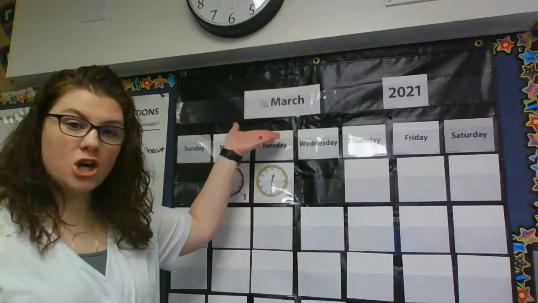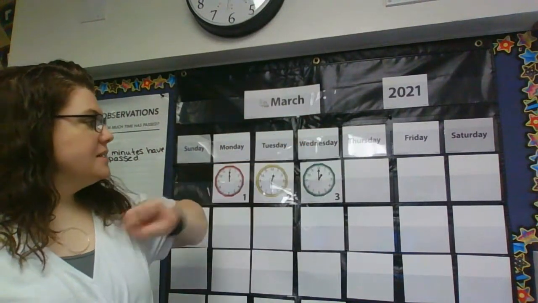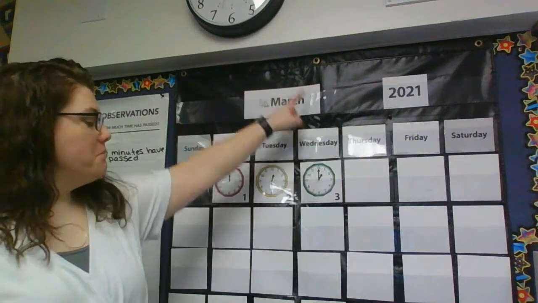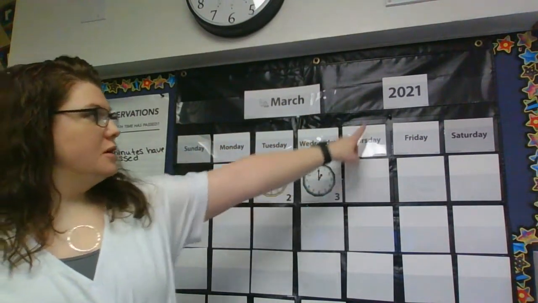What number's on our Wednesday card? Got it, the number 3. That means it is the 3rd day of the month. What month? Say it with me. March. Awesome, so let's put it all together now. Ready? Today is Wednesday, March 3rd, 2021.